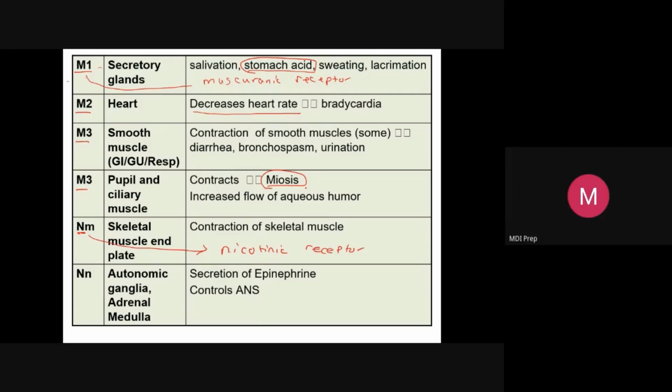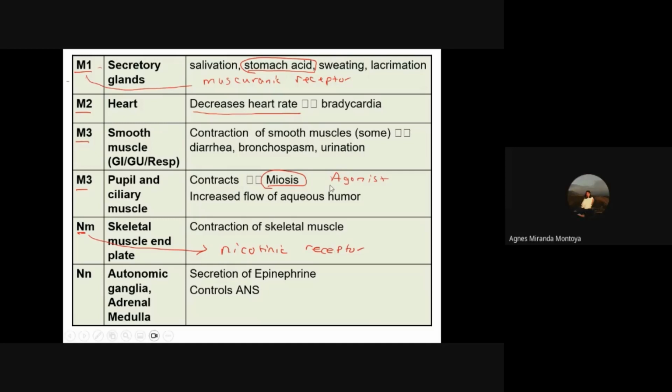So do you all see this right here? Do you see a little pattern with these muscarinic receptors? Do y'all see that? Yes, doctor. They're all parasympathetic. That's right. So if you have a muscarinic agonist, then you're probably thinking it may have some type of parasympathetic effect, right? That makes sense? Yes, doctor.